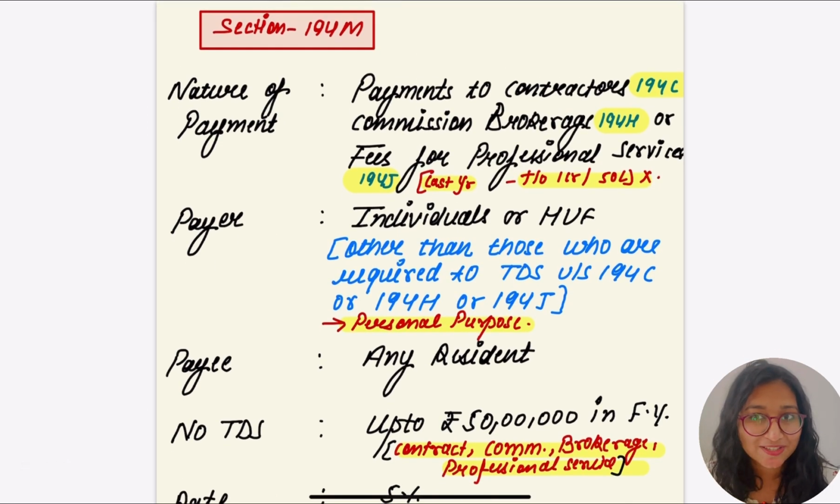So let's resume our direct taxation classes. We were doing the revision of TDS. Let's continue the remaining sections of TDS now. We are going to start from 194M. In this section we are going to read about the three services.